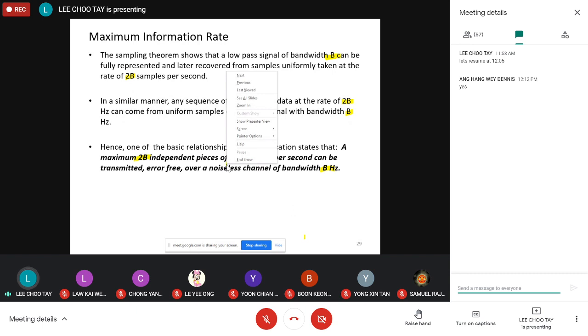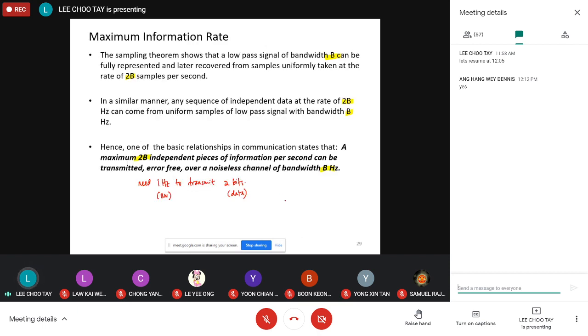To put it in simple English, I need 1 hertz of bandwidth to transmit 2 bits. Put in simple words, 2-bit data only needs 1 hertz bandwidth to transmit. That's how we end up with 2B data only needing a bandwidth of B hertz.